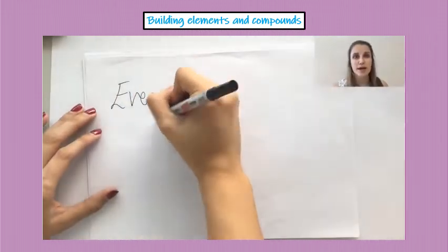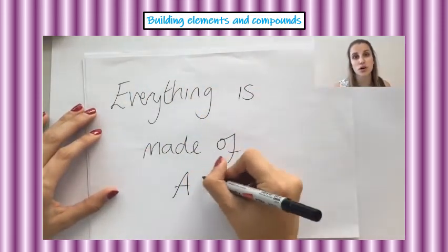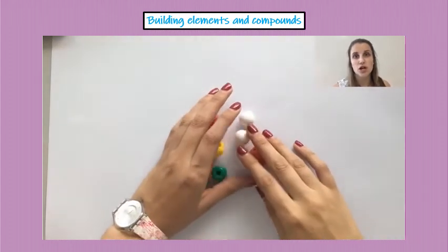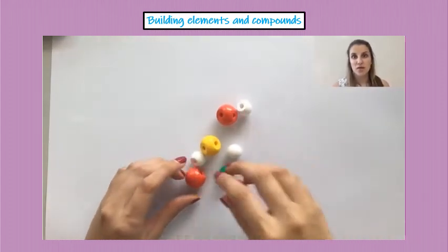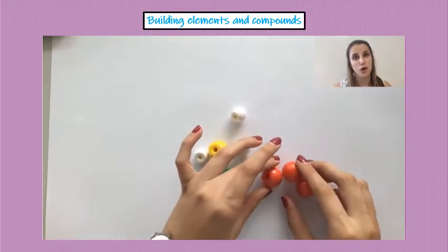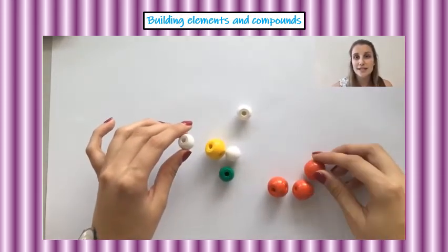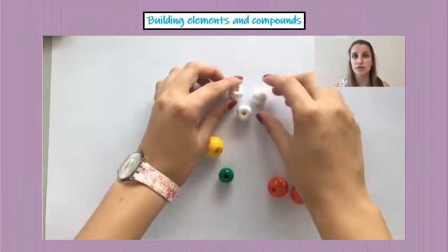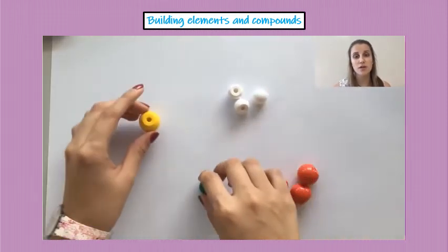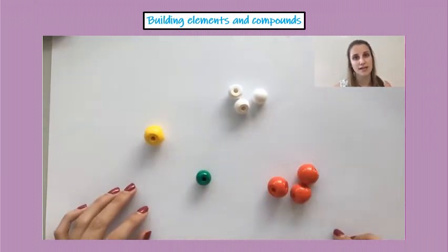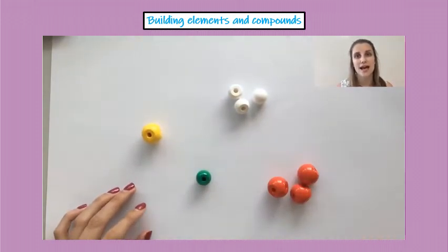So atoms make up absolutely everything in the world around you. Today we're going to be using these small molymod balls as a model for an atom. Obviously atoms are way smaller than this, but we're going to use this as our model today. What you can see that I've got here is several different types of atoms. And if we organize them into sections of the same type of atom, we can then call those elements.